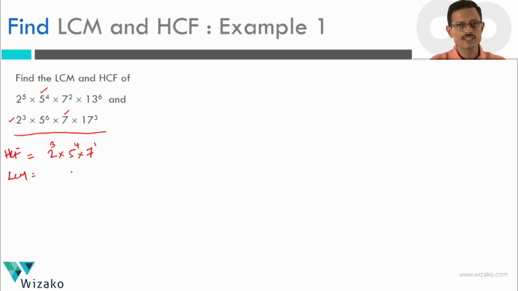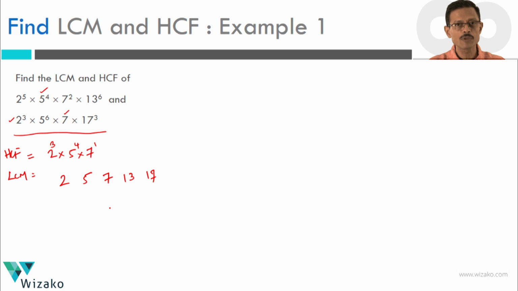The LCM is a multiple of both these numbers. So the LCM necessarily will have to contain 2, 5, 7 and 13 as prime factors if it has to be a multiple of the first number. And it necessarily will have to contain 2, 5, 7 and 17 as prime factors if it has to be a multiple of the second one. So let's list all of them down. 2, 5, 7, 13 and 17.